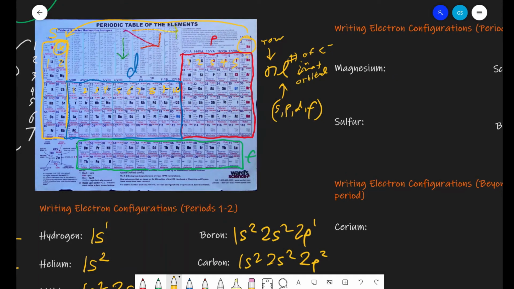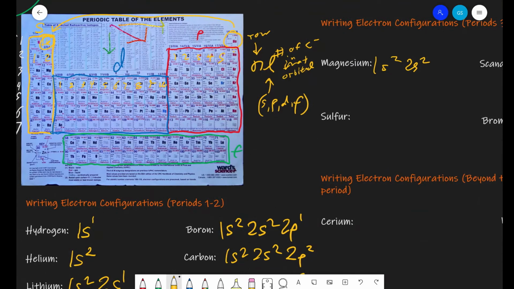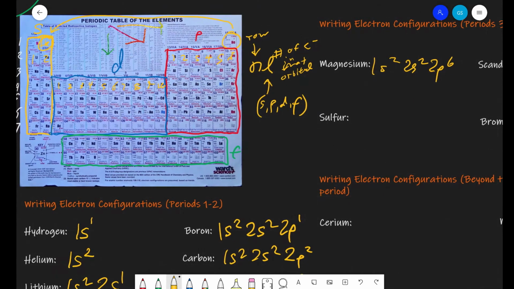So we're going to have to write 1s2 to account for the first row, 2s2 to account for the second row, the s block, and then 2p6 because we're going all the way like this. We're basically making steps, dot, dot, dot, till we get to magnesium. I'm just going to hit the undo button. There we go. So that's the idea. So 1s2, 2s2, 2p6, right? Because we're going all across that second row of the p block. And then 3s, we go past sodium and we land on magnesium, which is 3s2.